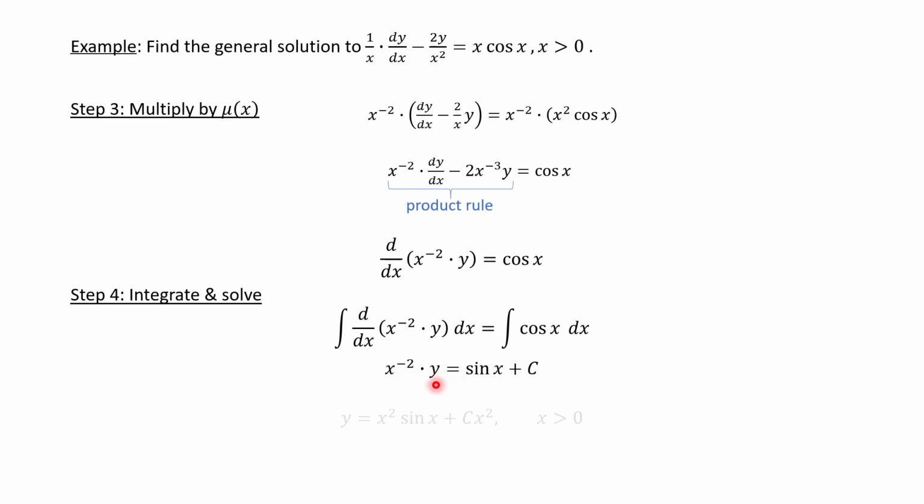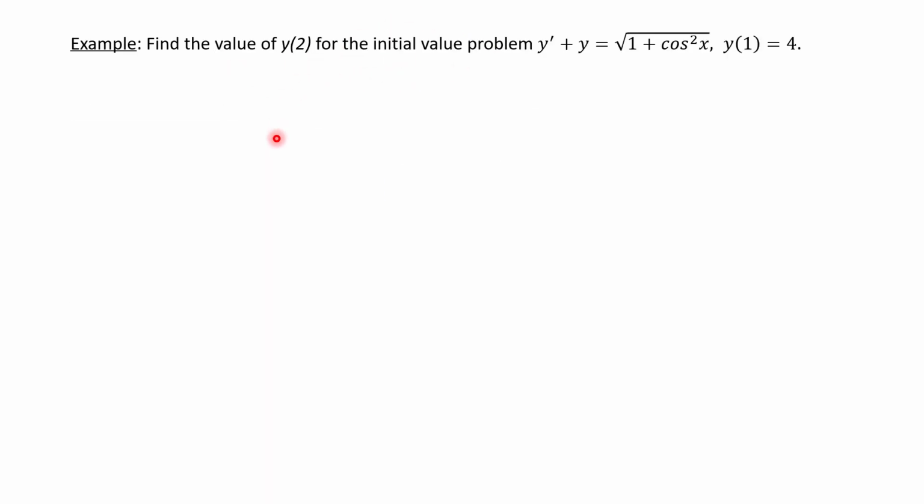We want y equals. So let's just divide by x to the negative 2. And we end up with y equals x squared sine of x plus c times x squared. And this is for x greater than 0 because that was given. And so we found our unknown function, which is the solution to our differential equation.